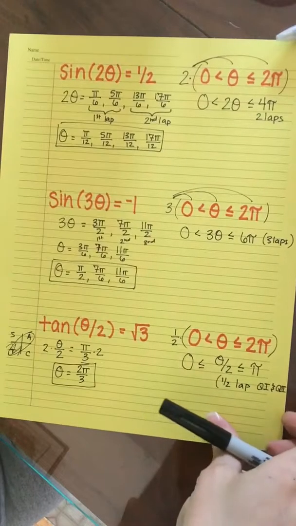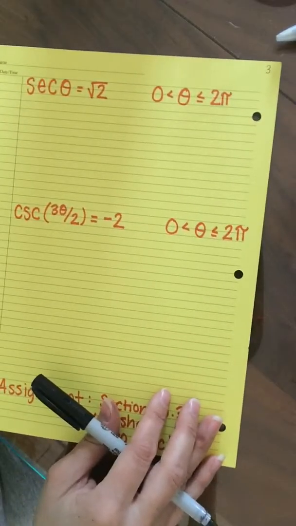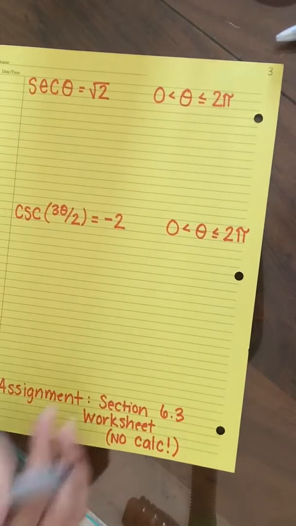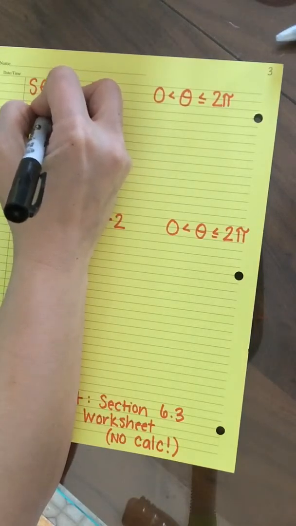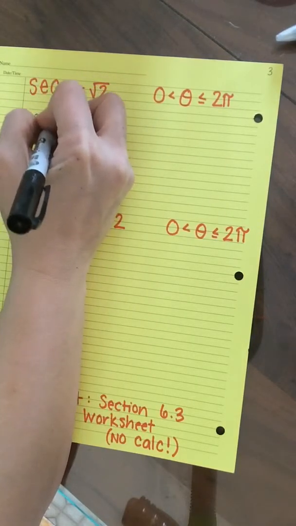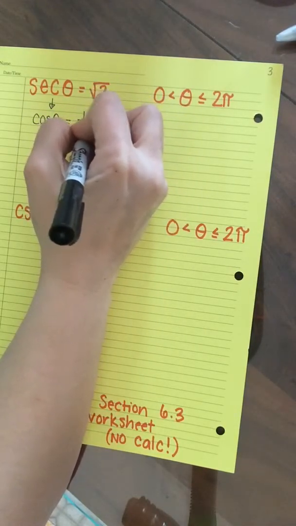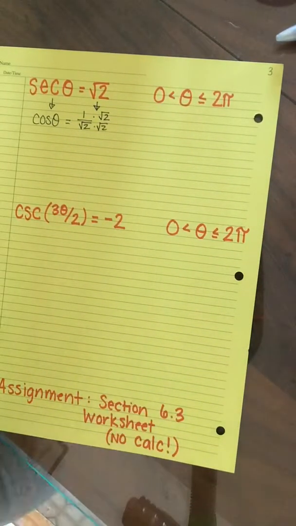I have 2 more examples for you. Now let's say you have something like secant of theta equals square root of 2. We're really good on the unit circle with sine, cosine, and tangent, so there's no reason why you can't rewrite this. Okay? Just take the reciprocal of both sides. The reciprocal of secant is cosine of theta, and the reciprocal of the square root of 2 is 1 over the square root of 2, which we know changes to square root of 2 over 2.